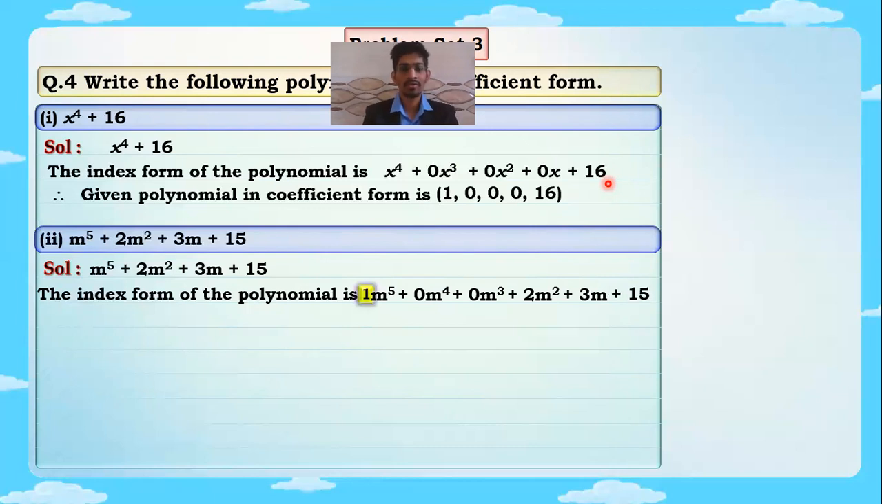So let's write down the coefficient form. Each and every coefficient of this polynomial, that is 1, 0, 0, 0, 2, 3, 50.